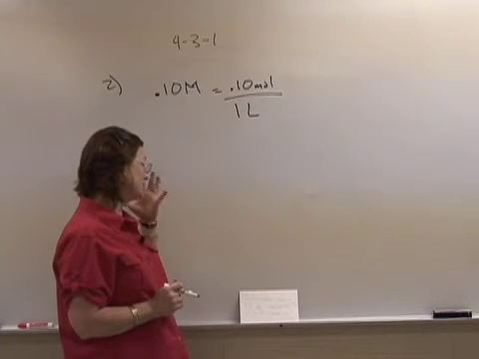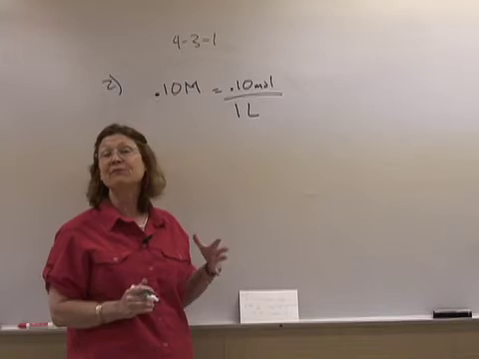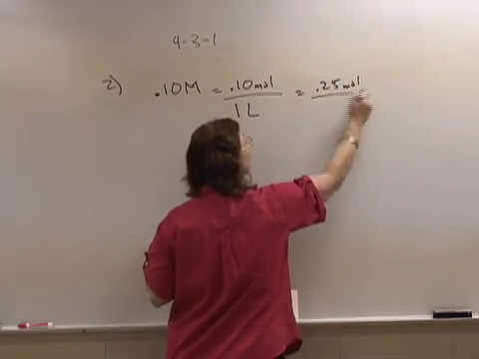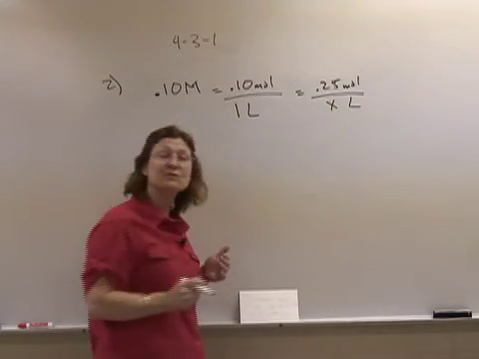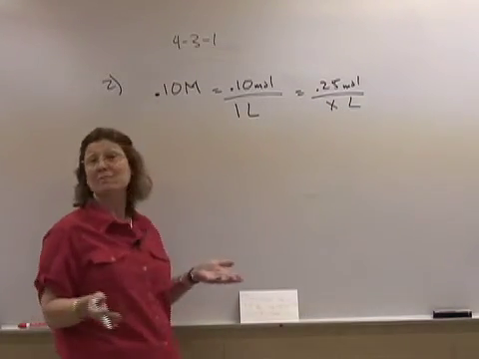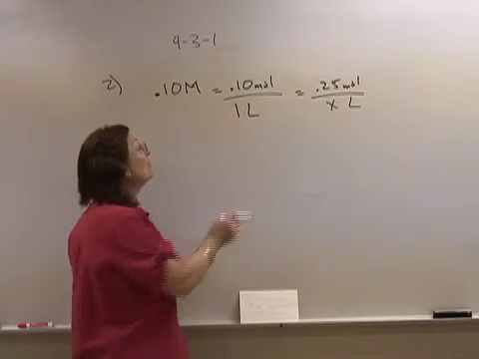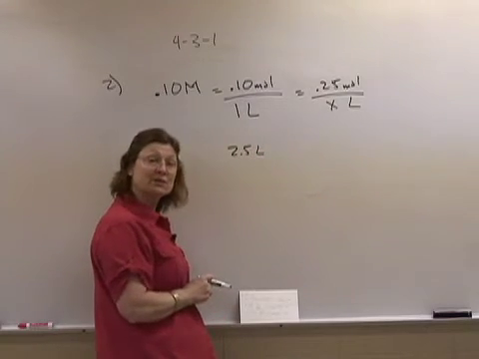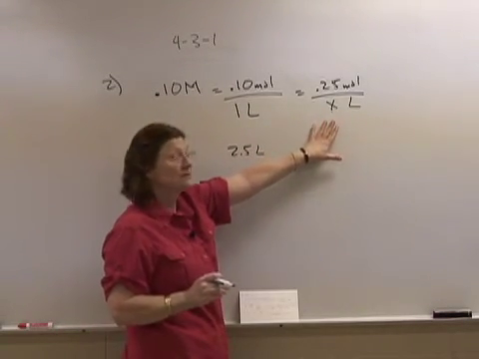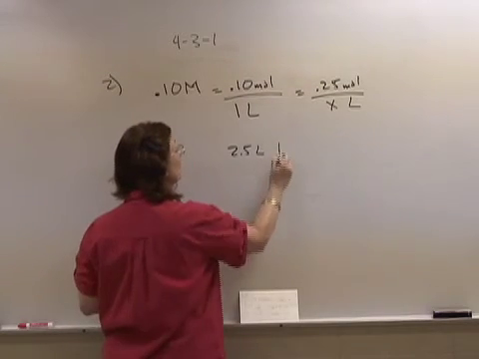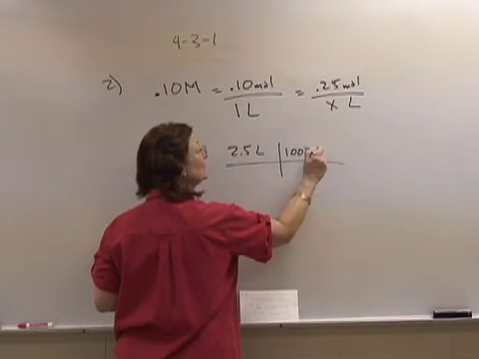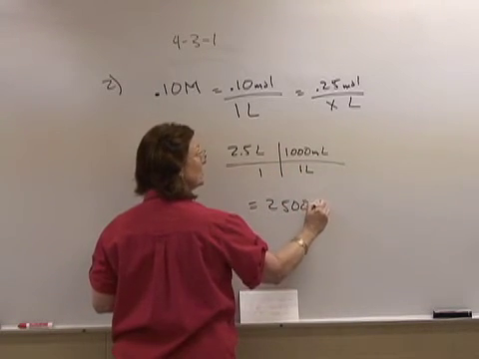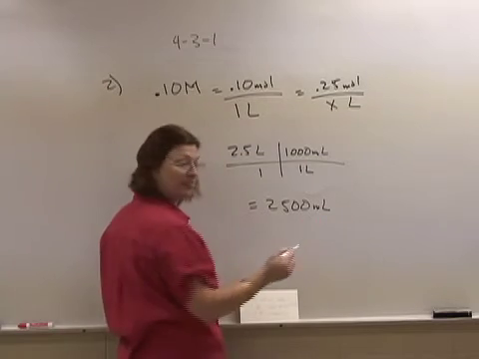Now I want to have the same concentration, but I want a different number of moles. I want 0.25 moles, and I want to determine what volume that would require. Actually, I want milliliters, and first I have to get the liters. I cross multiply here, and I get 2.5 liters initially. The question asks for milliliters, so I must convert. 1,000 milliliters is equal to 1 liter, and therefore my answer is 2,500 milliliters.